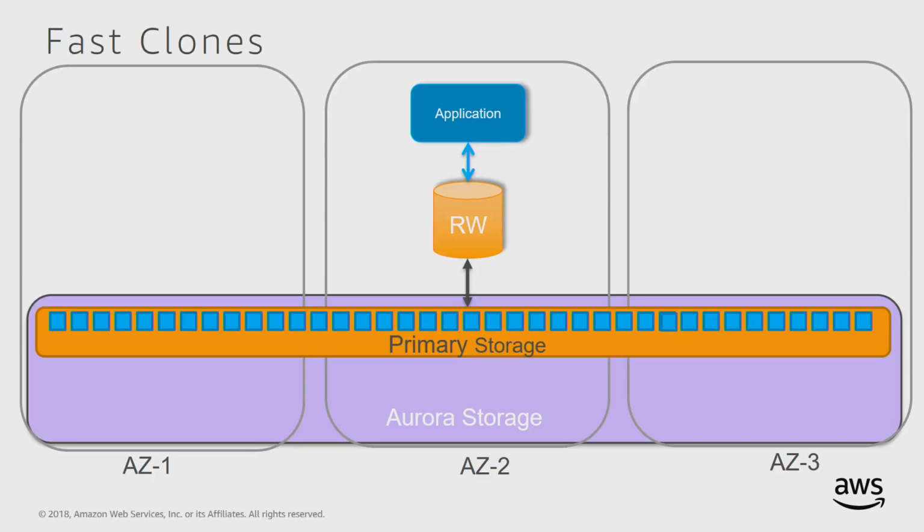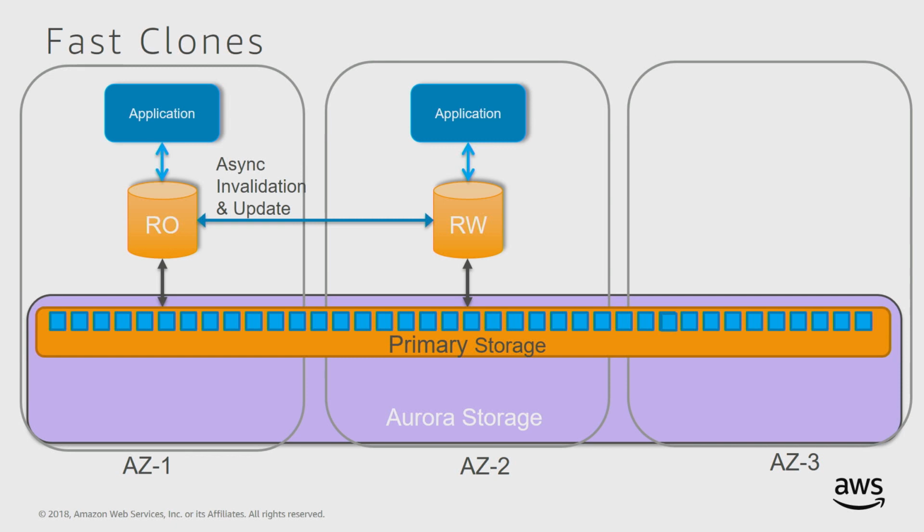The other really cool feature that we just launched last month, that we announced at re:Invent but didn't actually ship for a while due to some test issues, it was not actually a real problem, was fast clones. So let's go back and we have our standard 3AZ storage, we have our read-write node, we have our application, we can set up our read-only nodes, right?